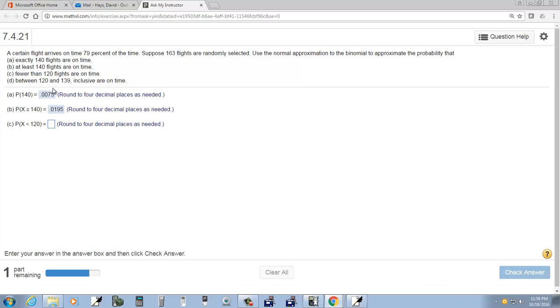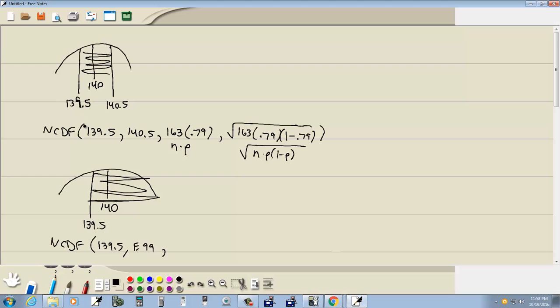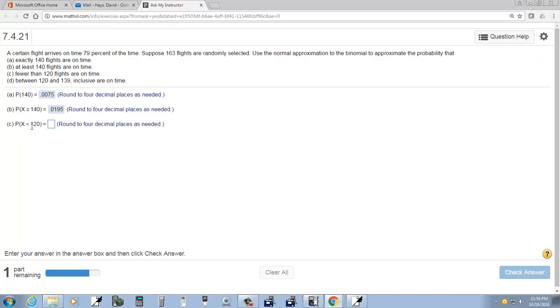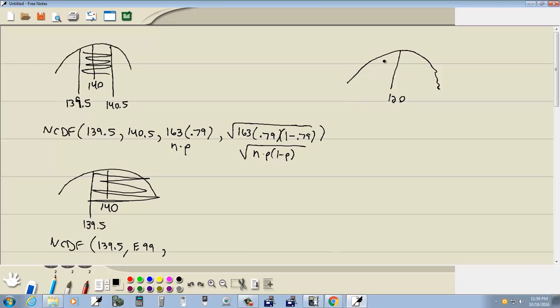Okay, now this is fewer than 120 flights are on time. 120, fewer than. So here's your 120. Now they tell you fewer than is less than 120, so it does not include 120. So if the wording doesn't include 120, our shading should not include 120. So I'm going to subtract 0.5. So that will be 119.5, because less than is over here. And again, our wording didn't include 120, so our shading should not include it.